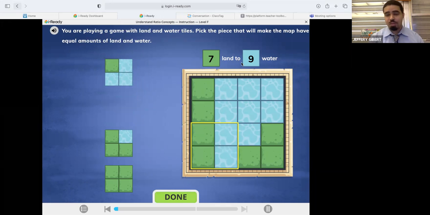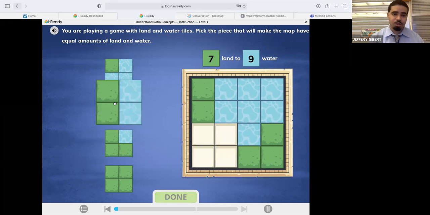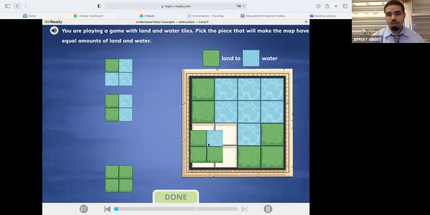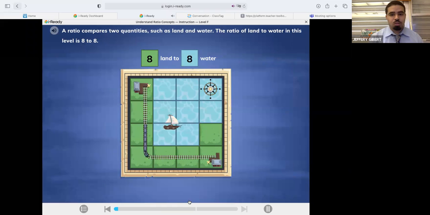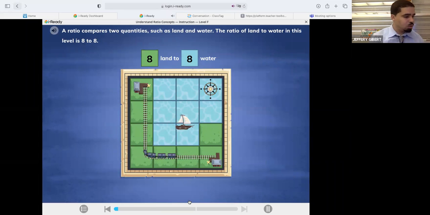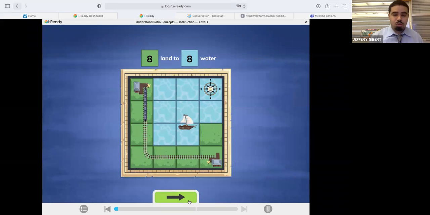I do this one, 7 and 9. That's not equal. I do this one, 8 and 8. Oh, that is equal. So that's going to be the correct answer. A ratio compares two quantities, such as land and water. The ratio of land to water in this level is 8 to 8.